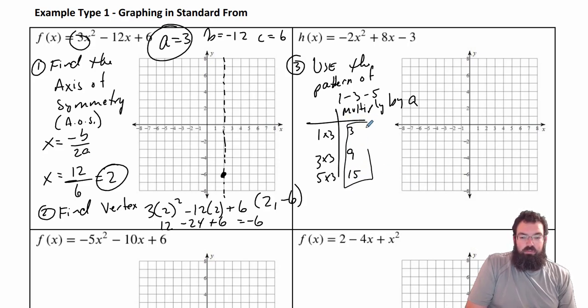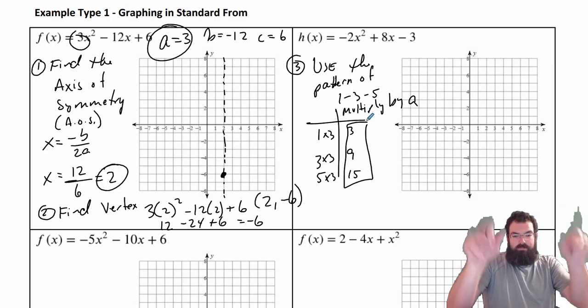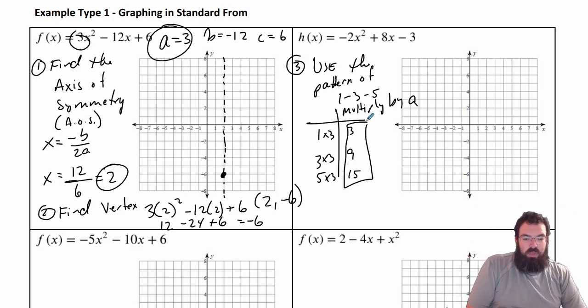Then these are the numbers that we're going to use to graph the U. Alright? Here's how I do it. I go to the dot that I graphed, my vertex. I'm going to use the first 3. I'm going to go up 3. 1, 2, 3 over 1. I'm going to do the same on the other side. Up 3 over 1 over here.